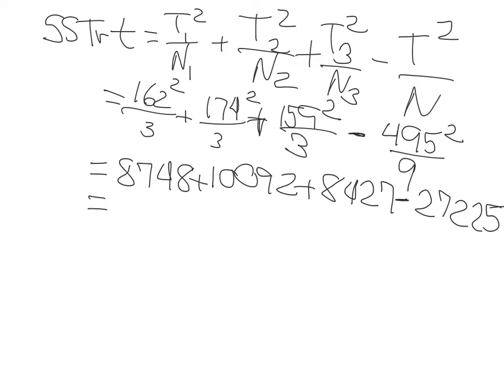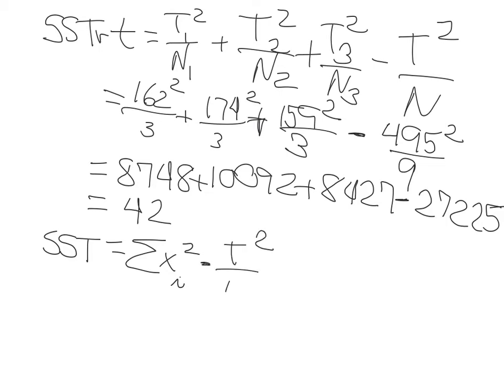And that's going to give me 42. Good. All right, then the total sum of squares, the SST, is going to be the summation of the xi squared minus the t squared over n. And you'll subtract out the same thing that you got before. So you're going to have the 27499 that we had at the end of the last page minus that 27225.